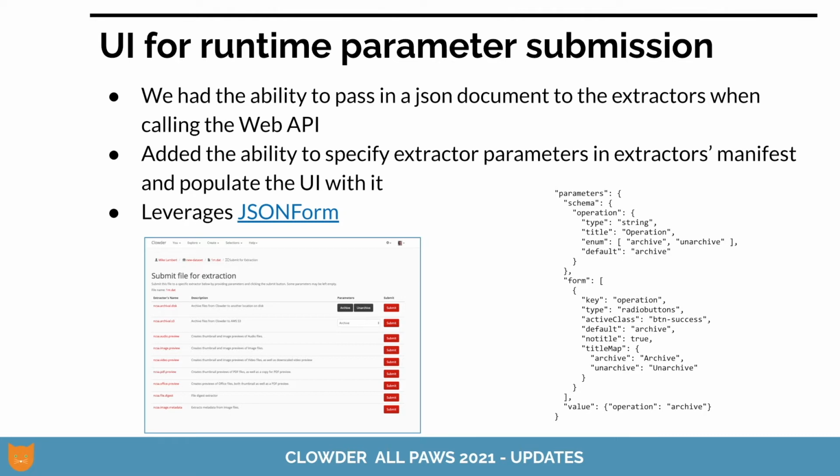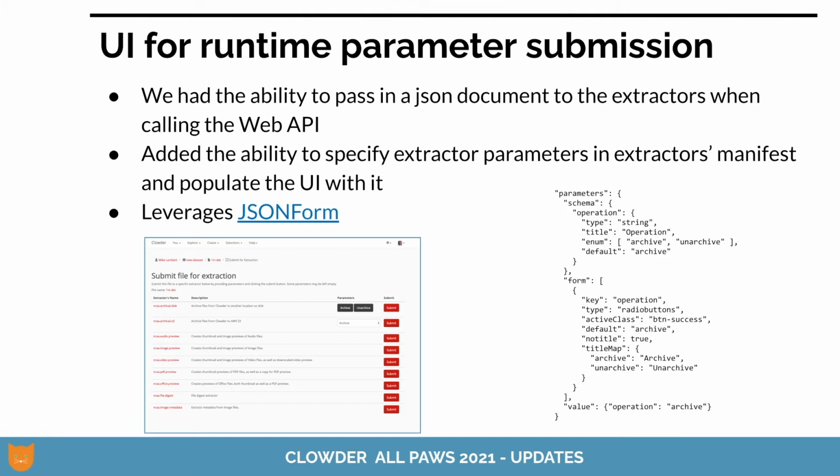So we've added the ability of specifying these parameters and creating UI widgets in the UI automatically based on this JSON definition. This uses an open source library called JSON Form. Please go take a look at it. It's incredibly flexible, and what it lets you do is add some JSON to the extractor manifest you see here on the right, and specify what kind of parameters you're going to have, and how you want to show them, so what kind of widgets you want to use. You can see an example on the left in the case of these two archival extractors. You can select those, and then when you click submit, they get submitted over.